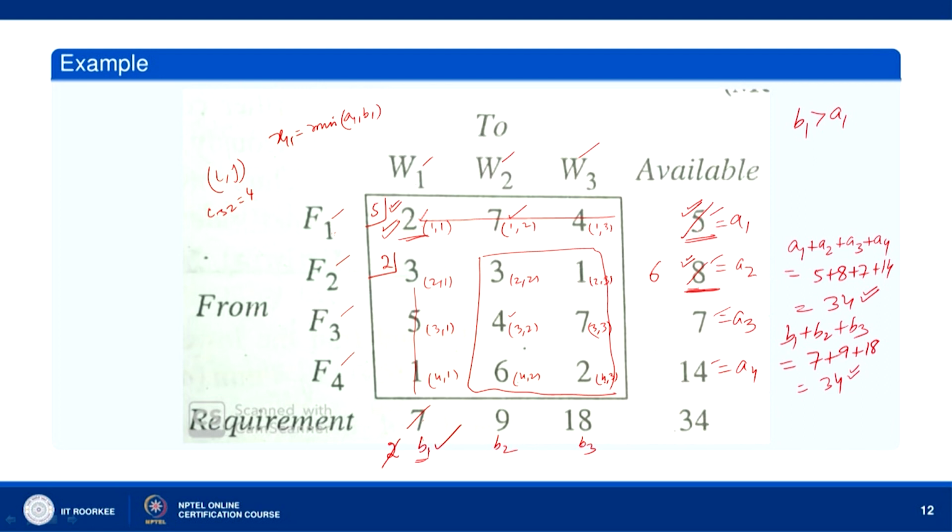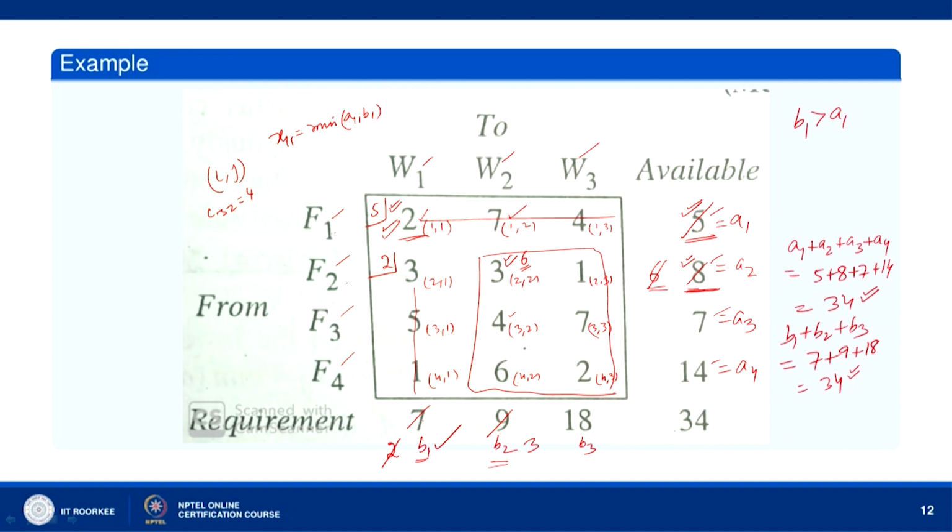Okay. This is left with us. So, the northwest corner is this one. Now, we take the minimum of 6 and 9. The minimum of 6 and 9 is 6. So, we allocate 6 to this cell. So, 6 is allocated here, and this becomes 0, and here we get 9 minus 6, so we get 3.